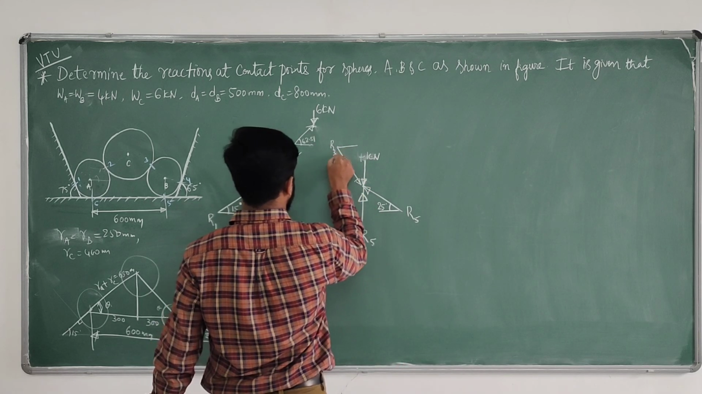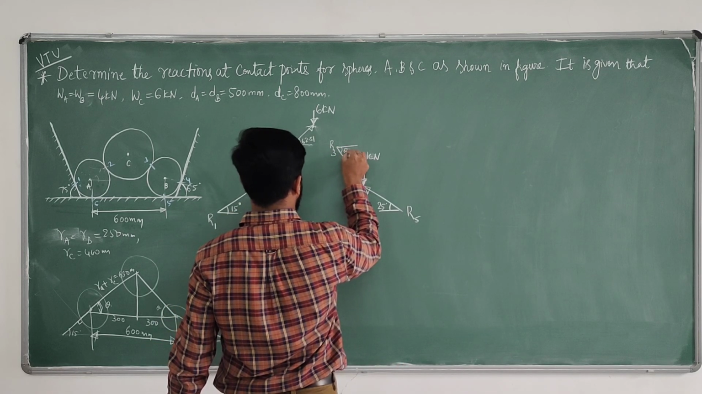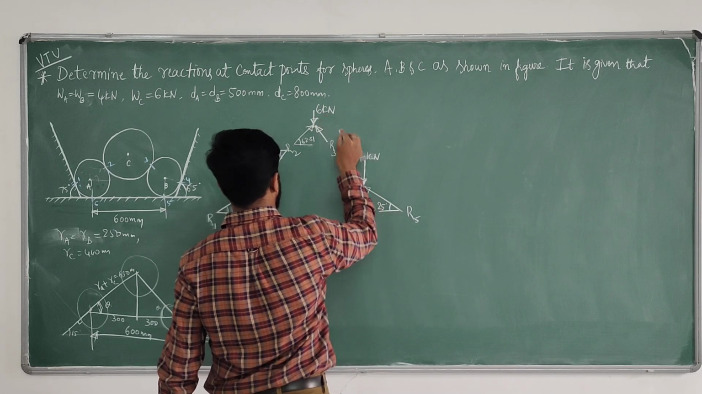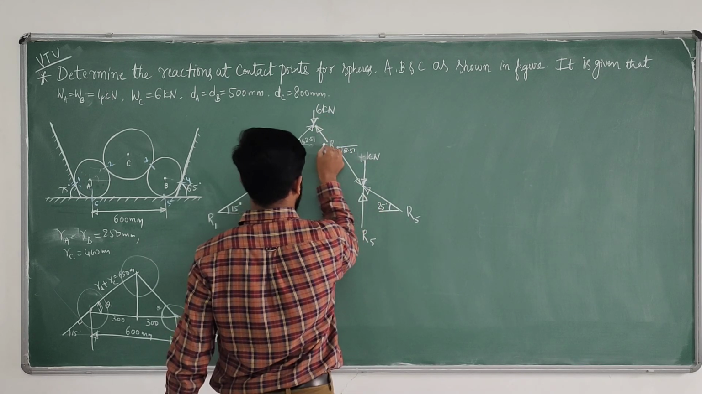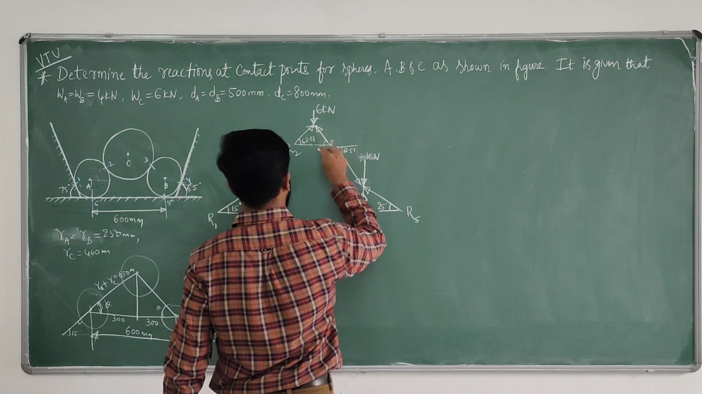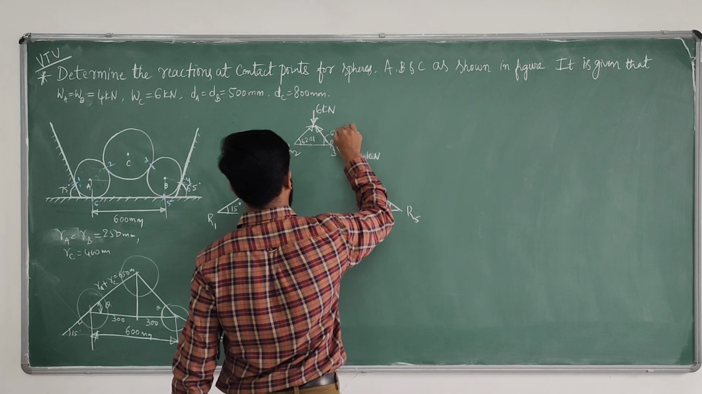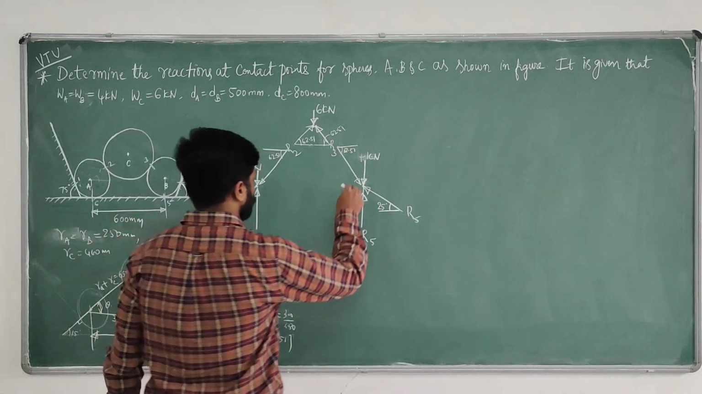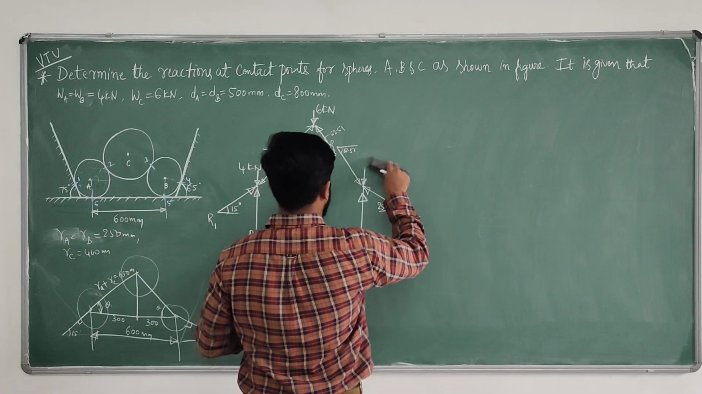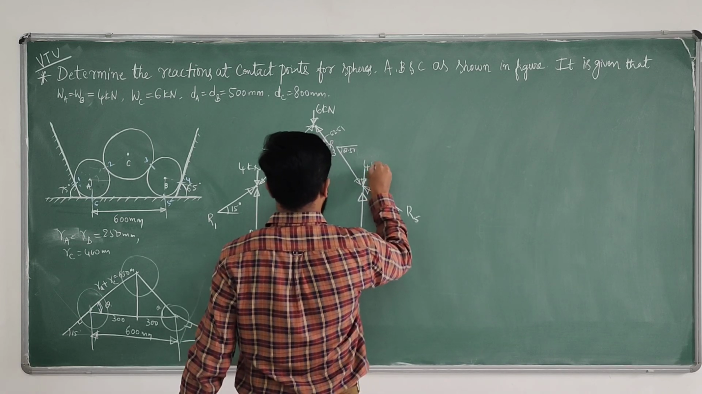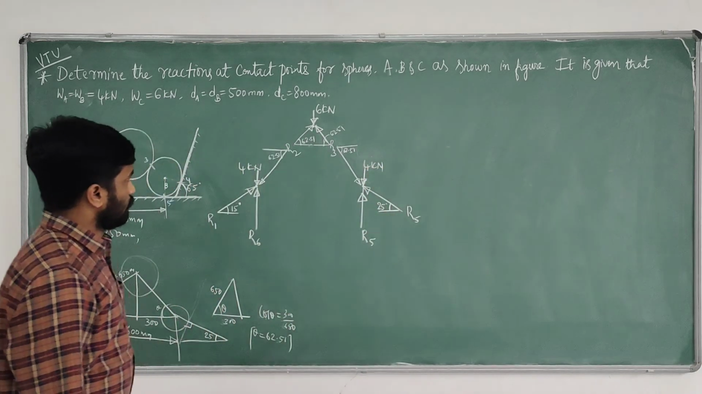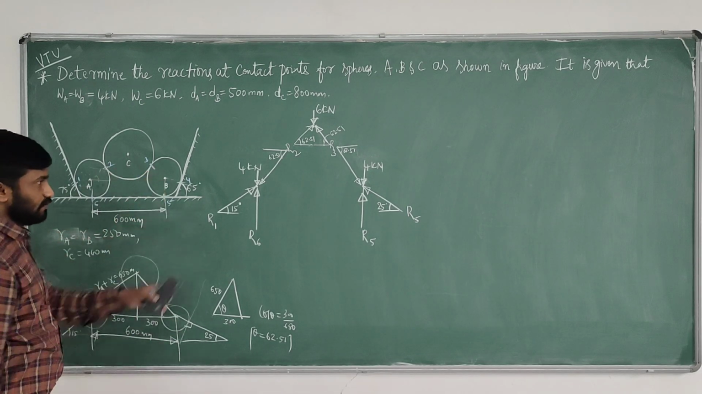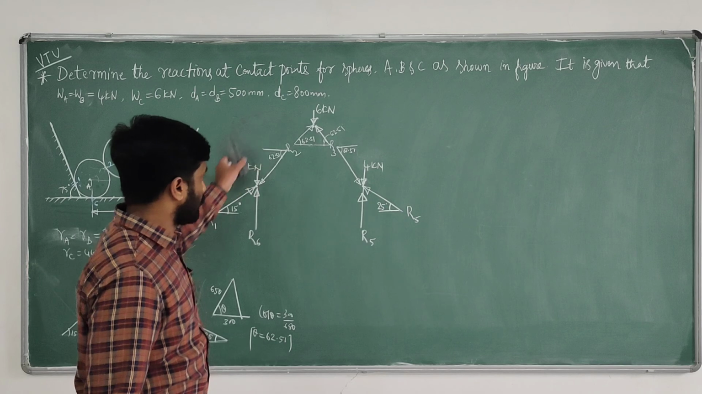So R3 is the same, 62.51 degrees. Here also R3 has the same angle, this is also 62.51. So this is the free body diagram. This is the same as 4 kN. So the angles are the same for all. That is contact surface 2 and 3, 62.51. This is the free body diagram.